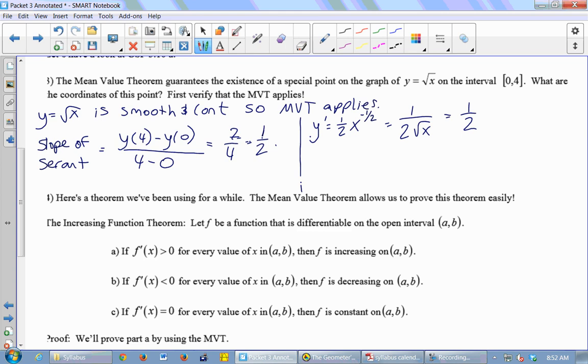Okay, because y prime is the slope of the tangent line. So I want to find out the x value that will make my y prime, the slope of the tangent line, 1/2. So I solve this thing for x. What does x have to be? 1. Yeah, that's the only thing it can be. So square root x has to be 1, which means that x is 1.